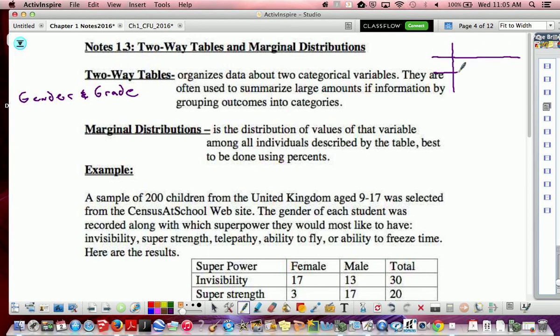So I could do something like this, where I have males, females, and then I could talk about seniors, juniors, and sophomores. And then have counts for them. So like 20, 10, 5, 15, 20, 10. Just making up some random numbers. But that's what a two-way table will look like. You'll have two pieces of categorical variables that you're analyzing at the same time.